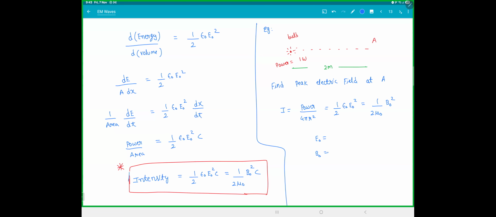They can ask you RMS values. Then what will you write? E peak by root 2. So be careful what is being asked. RMS value or peak value. Clear with this.